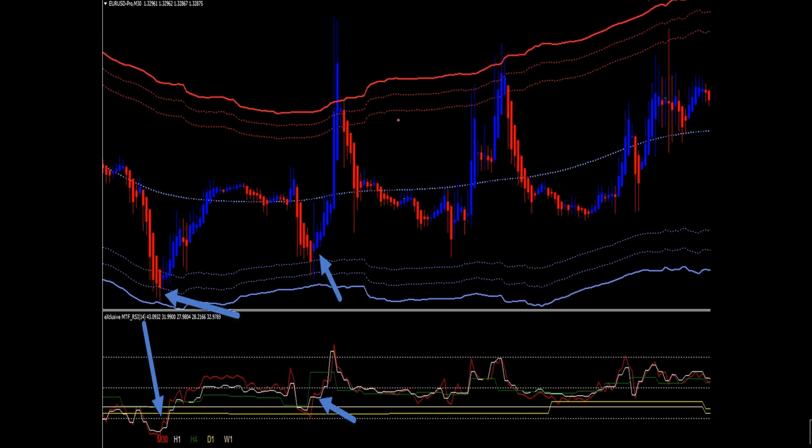Now, this system obviously works great in ranging conditions and volatile conditions. And it's mostly used for contrarian trades, not trend trades. And obviously this is good for selling into the tops and buying into the bottoms.